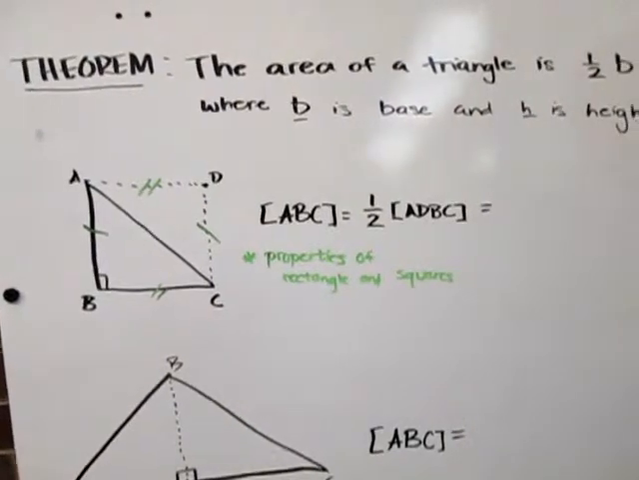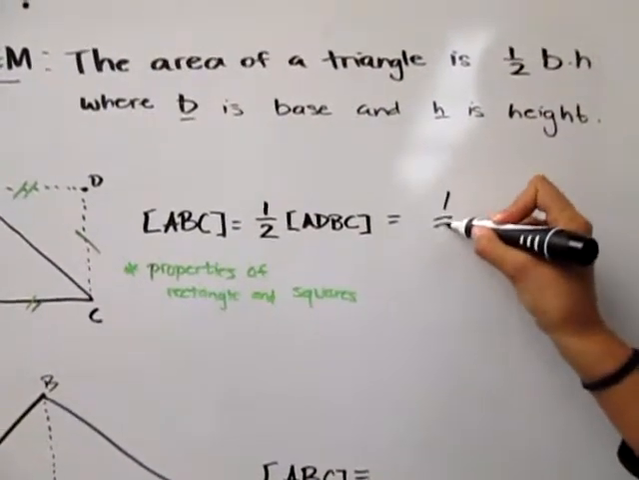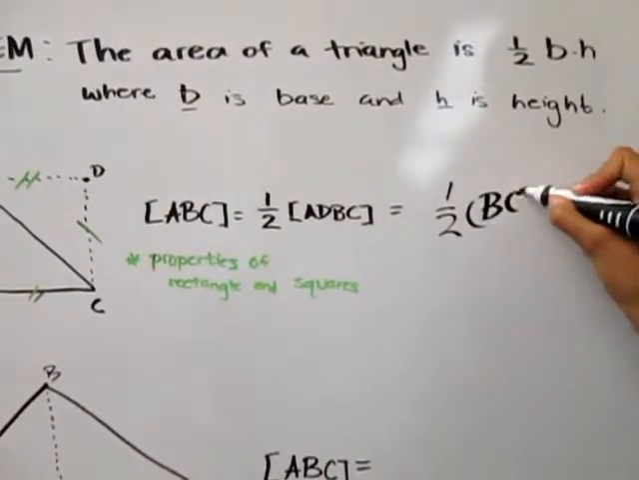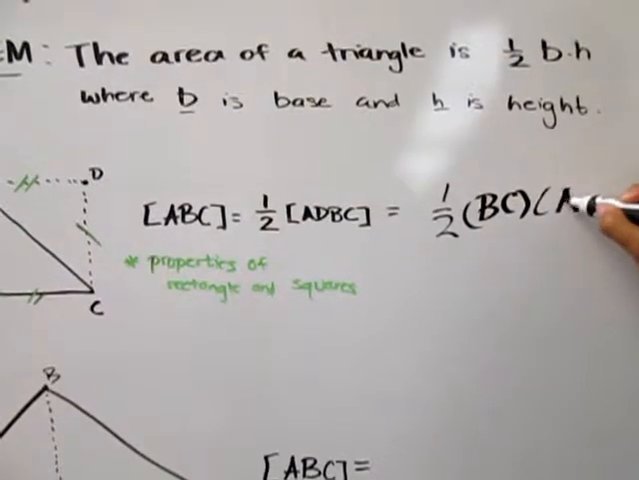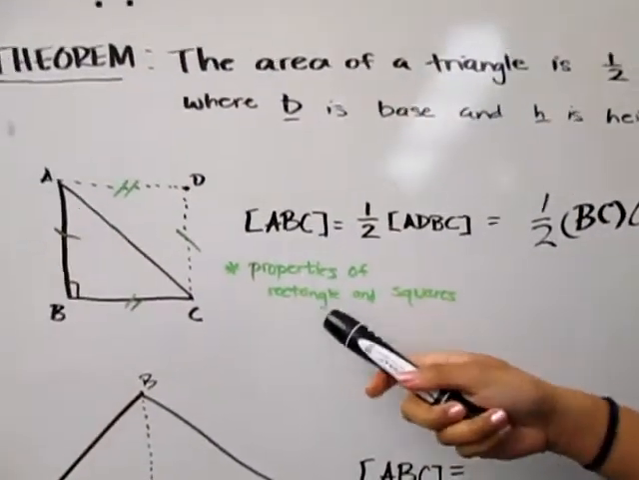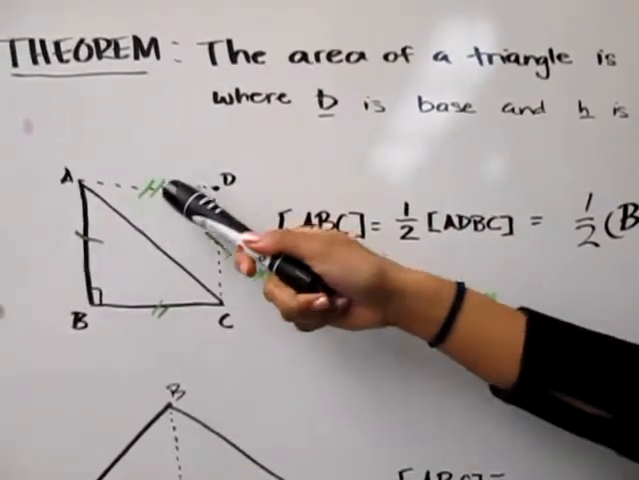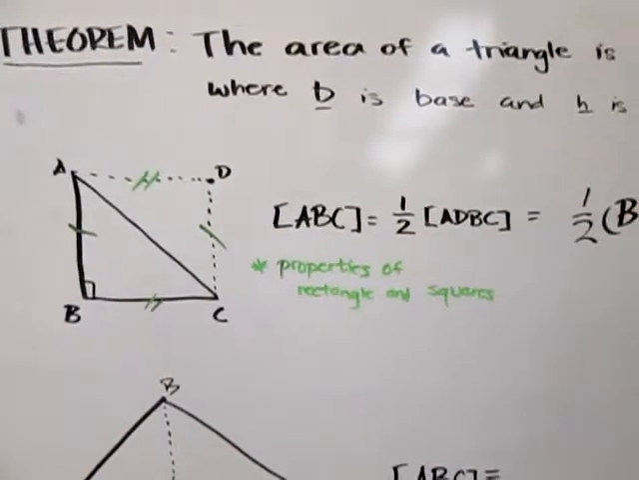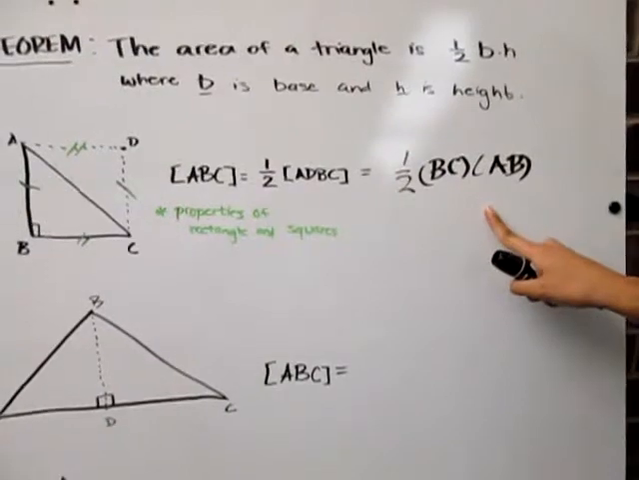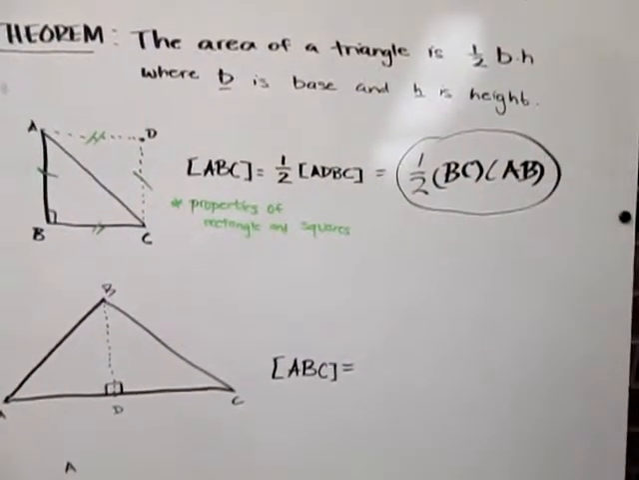From here we know that this is the same thing from our theorem as 1/2 our base, which would be BC, times our height, AB. And now we can do this because from the properties of our rectangles and squares, these two lines are the same and are congruent, and these two lines are also congruent. Okay, so for this type of triangle, we've proven that the area is defined indeed as 1/2 base times height.